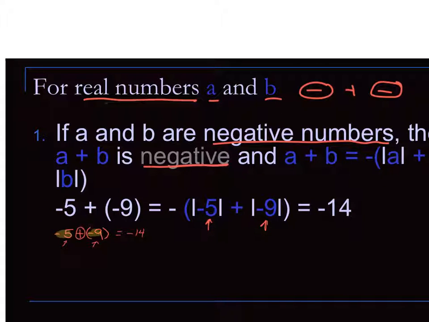Okay, so two negative numbers, when you add them, will always yield another negative number. Just take whatever those two numbers are and add them together. 9 and 5, that's 14, and I know it's negative.